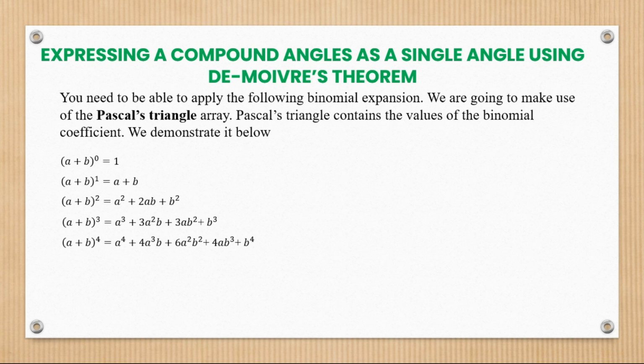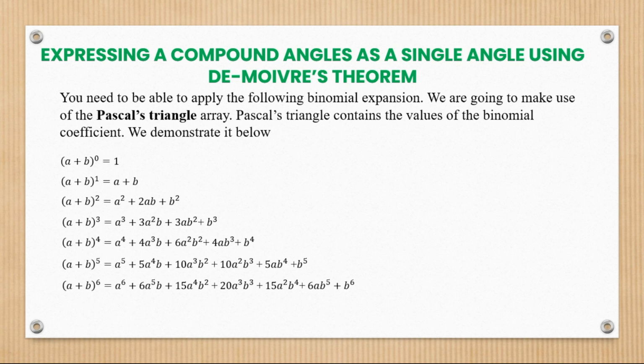How about if we have a plus b to the power 4? Now this will become a to the power 4 plus 4a cubed b plus 6a squared b squared plus 4ab cubed plus b to the power 4. And then how about when we go to power 5? It's going to be a to the power 5 plus 5a to the power 4 b plus 10a cubed b squared plus 10a squared b cubed plus 5ab to the power 4 plus b to the power 5.